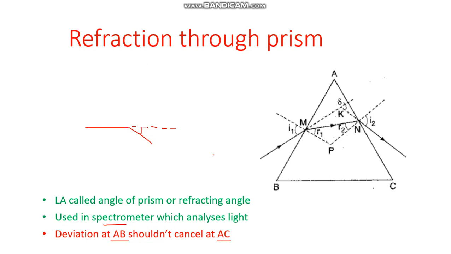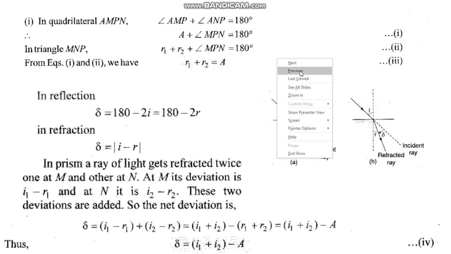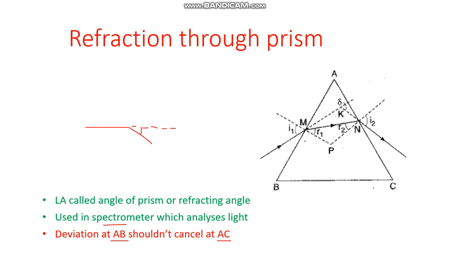So, a simple derivation we need to go through here. You can see that in this diagram, I1 is the angle of incidence, and this dotted line is the normal drawn at this point M, and this dotted line is the normal drawn at point N. Why are we drawing the normal? In order to find the angle of refraction or incidence, we consider the normal as the reference line.